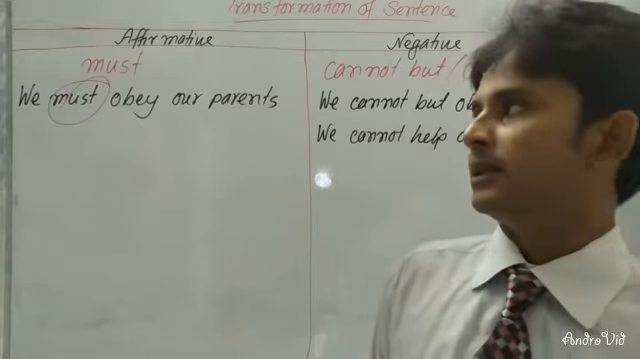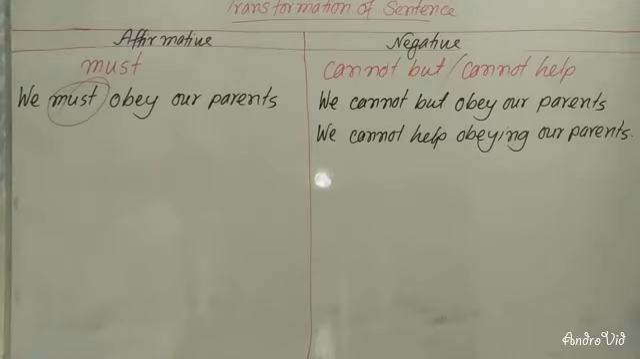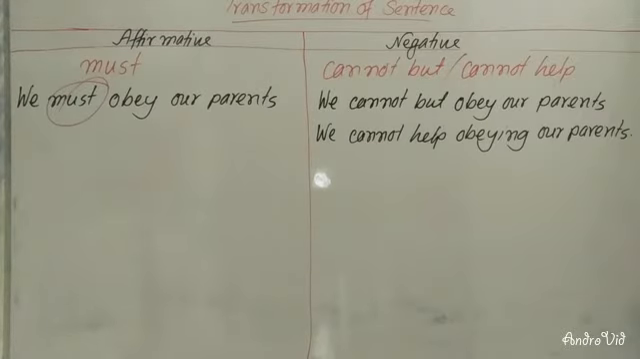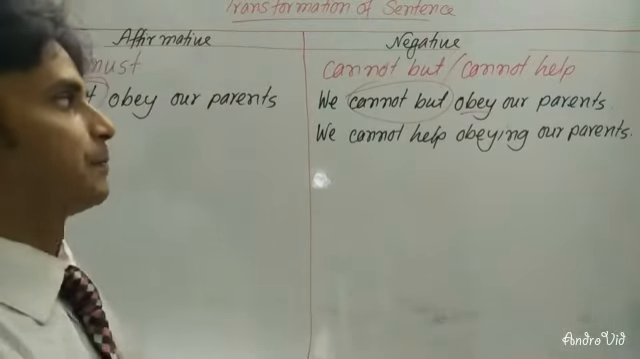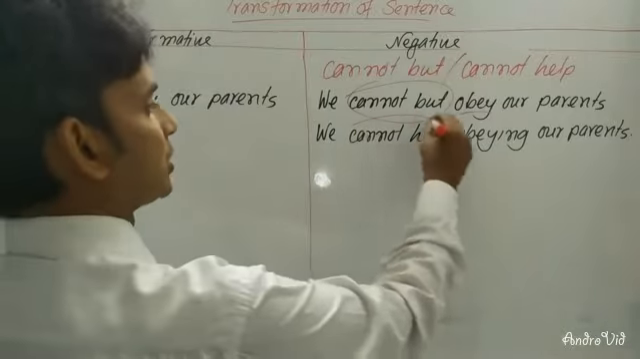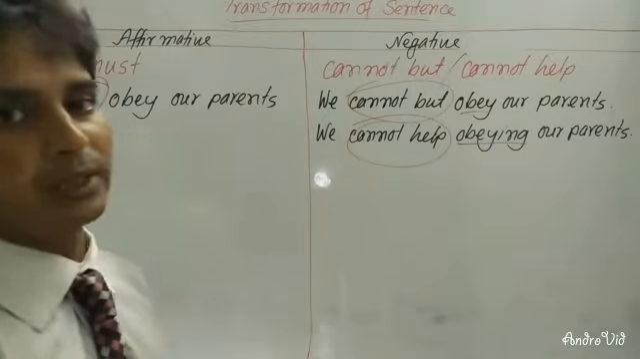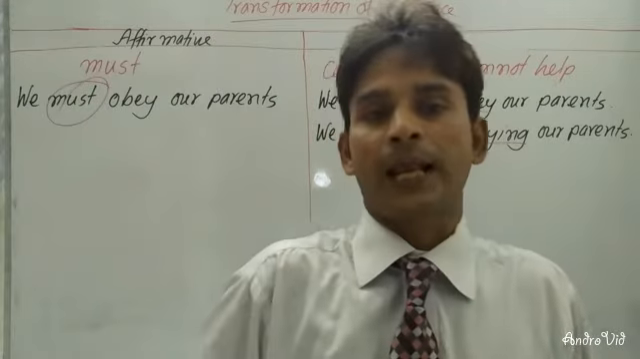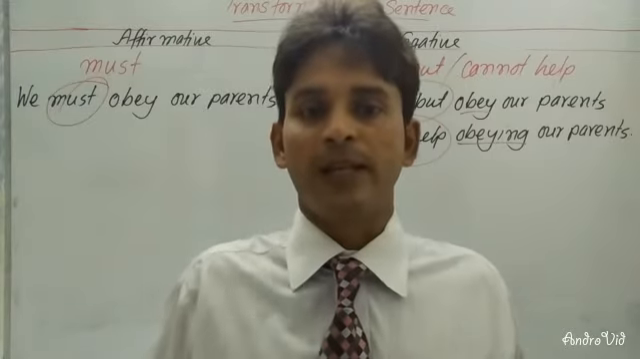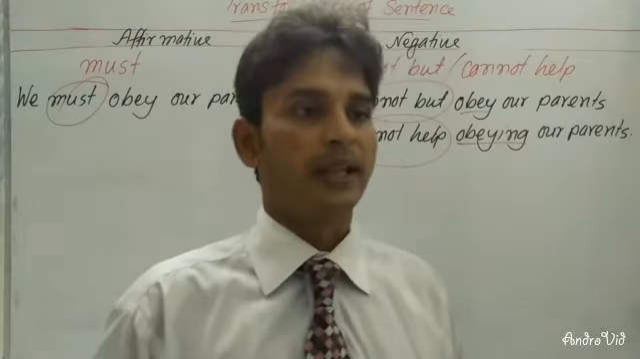If you have must, then you will have to use cannot but at the time of changing into negative. And after cannot but, you have to use the present form of verbs. I have used here cannot but, then the present form of verb. And instead of this, you can also use cannot help, then ing with the present form of verb. The meaning of both sentences is the same. So we cannot but obey our parents, or we cannot help obeying our parents are the same. You can use any format of the sentence at the time of changing into negative.